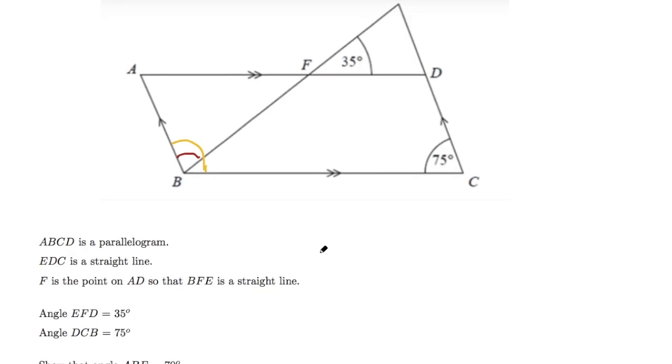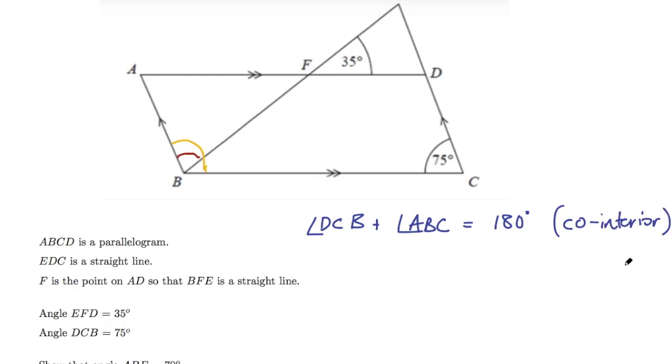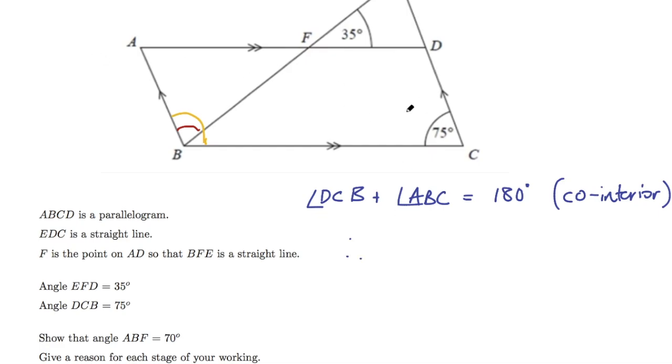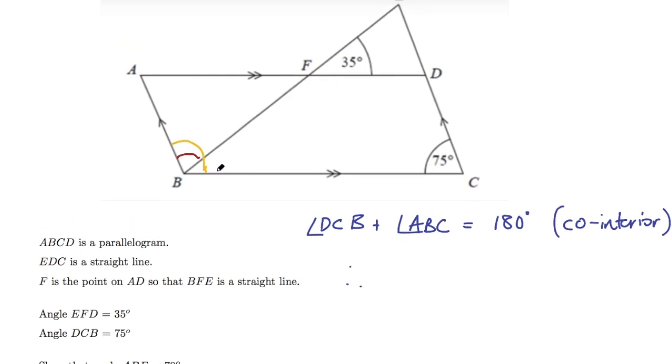So we can say that angle DCB plus angle ABC equals 180 degrees. So we can say co-interior. And that's all you need to write for a reason, because that shows you're understanding the process. So then we can say, because they need to add up to 180, this angle in here, angle ABC, must equal 180 take 75, that's going to be 105 degrees.